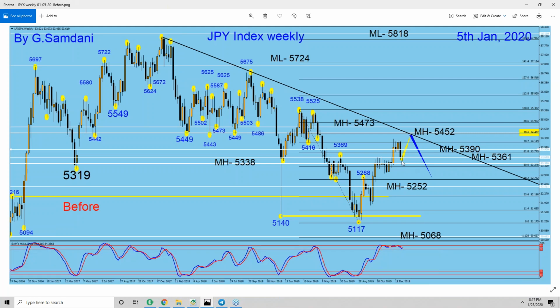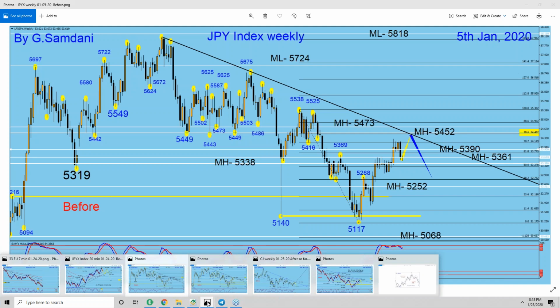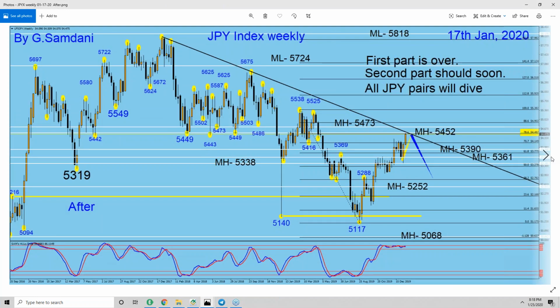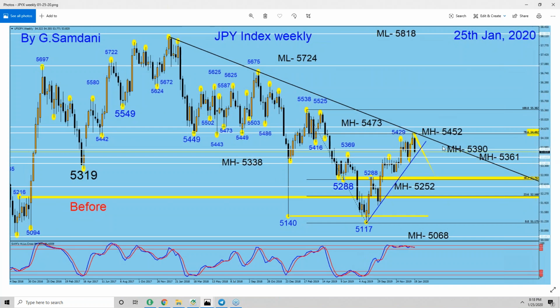And yen index, this is the chart I made first, right? That we're going to be bouncing from here and go up for this TL. This is the chart made on the 5th January 2020. Look what happened to this chart. And then I said we're going to hit this and then drop, right? It's right in front of you. I made this chart on the 5th. And what happened to this chart so far? It went up and it came down, just like I said. From here, it went up, hit the TL in 54.52, and now dropping.